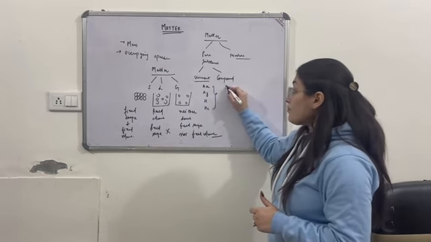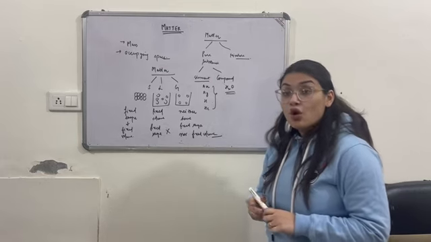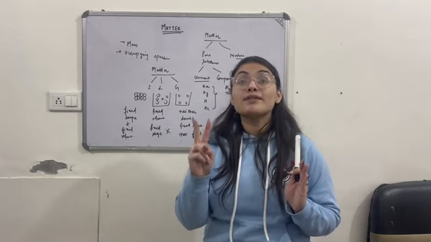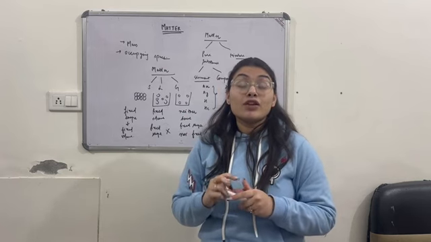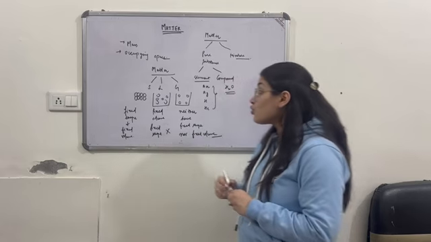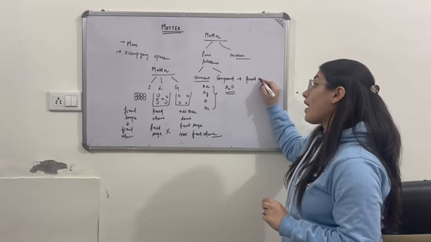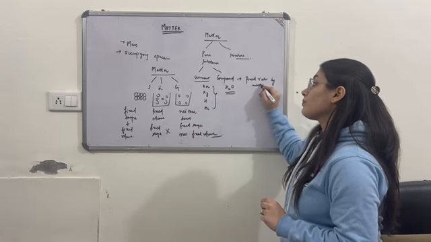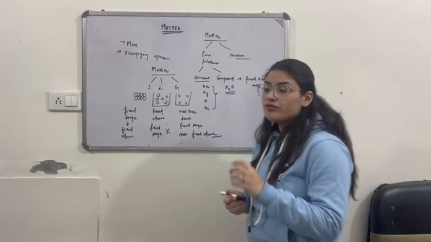Like if I say water, so what is this water? Water is composed of two elements. One is hydrogen and the other one is oxygen. Now these elements are combined in a fixed ratio by mass. This is the thing you must know. In compound, elements are combined in a fixed ratio by mass.